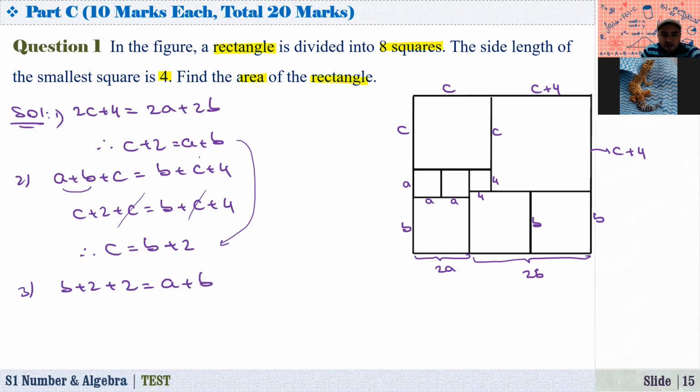On the right-hand side, we have C plus... what is C? C is B plus 2. So from here, B cancels each other. What is A? A is equal to 4. That's not possible. Where did we make a mistake?